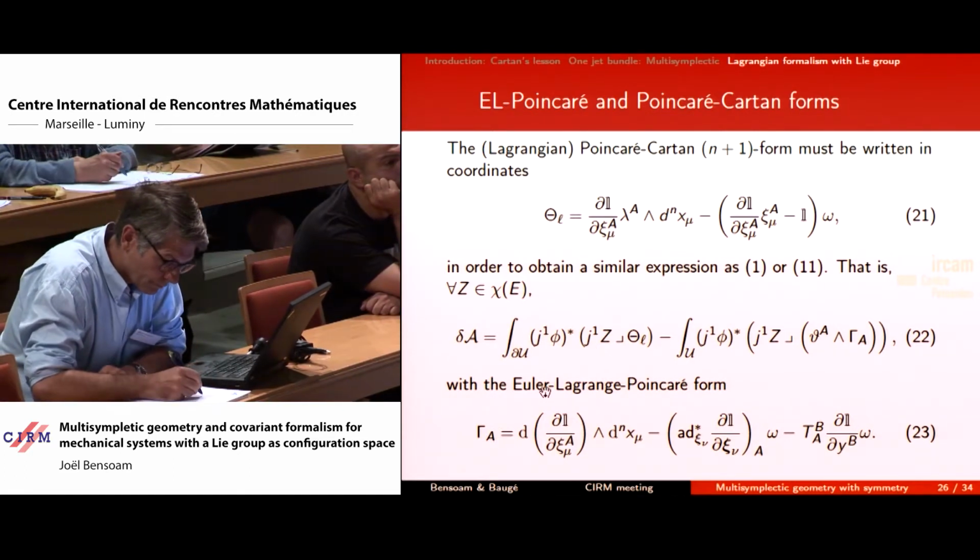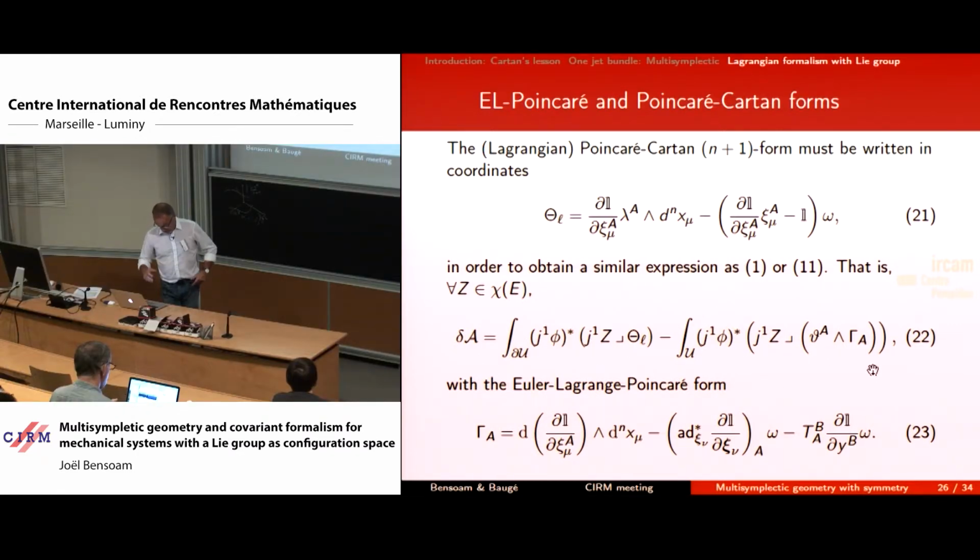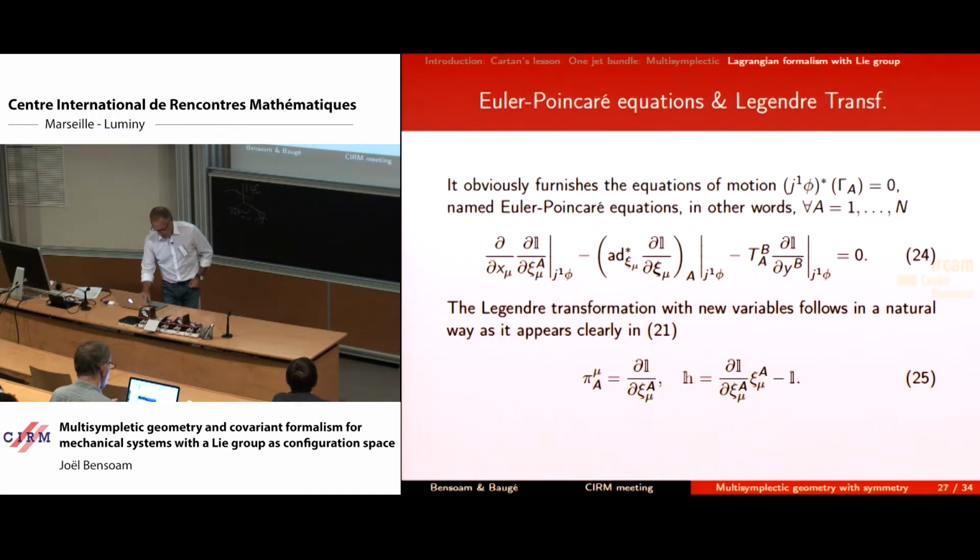And again, we have two terms, the terms on the boundary and terms that will give us the Euler-Poincaré equations. Because we now have more than one variable, we have partial differential equations, and because the Lie group is a configuration group, we have adjoint terms that appear in the Euler-Poincaré equations.